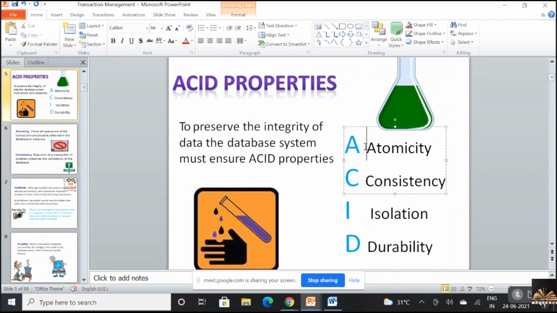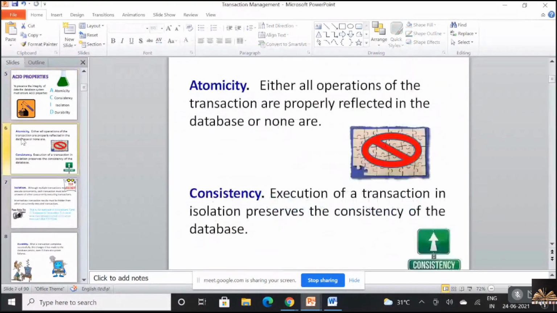Out of all these four, you have already studied atomicity. So atomicity stands for do all or do nothing. Atomicity says do all or do nothing. Meaning, try to complete the transaction in a single step wherein all the steps are done together, or do not do any of the steps. That is the concept of your atomicity. Either all operations of the transaction are properly reflected in the database or none are.